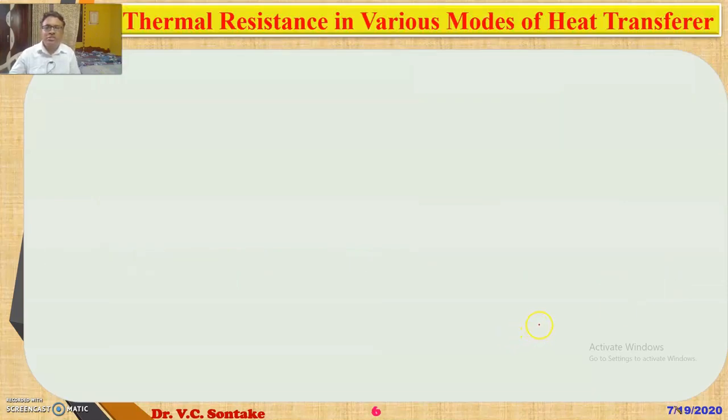Now, thermal resistances in various modes of heat transfer. As we know, there are three different modes of heat transfer: conduction, convection and radiation. We also know all these three modes are governed by three different laws of heat transfer: Fourier's law of heat conduction, Newton's law of cooling and Stefan-Boltzmann law of radiation. And all these three laws give an equation of heat transfer rate.